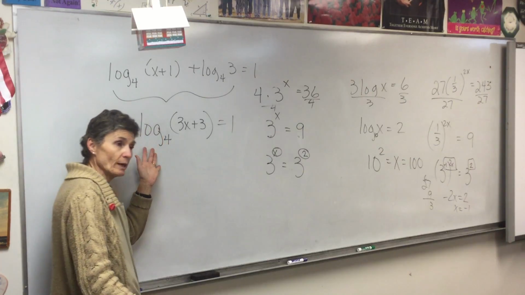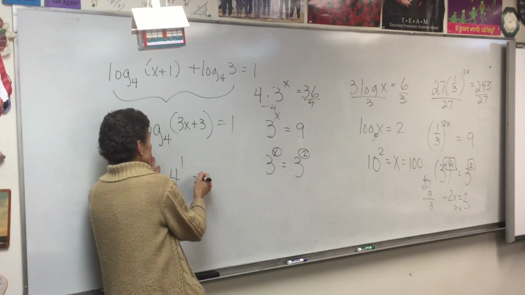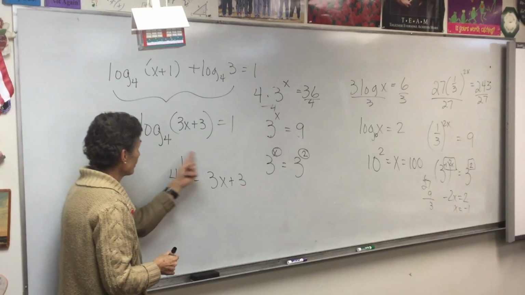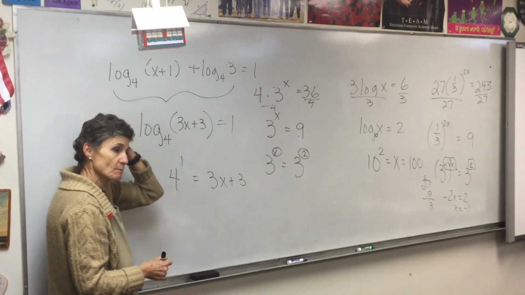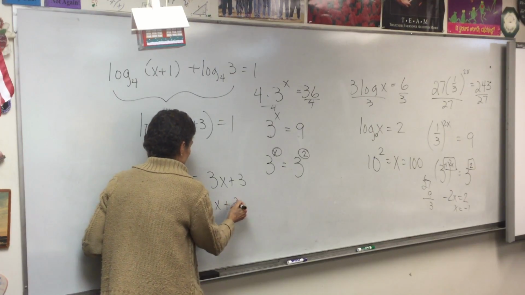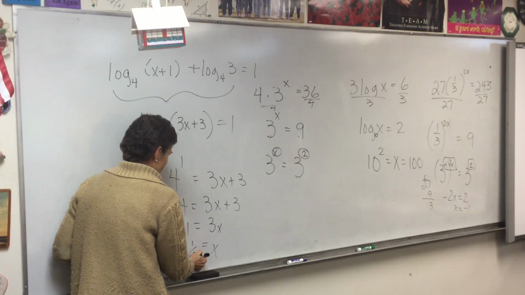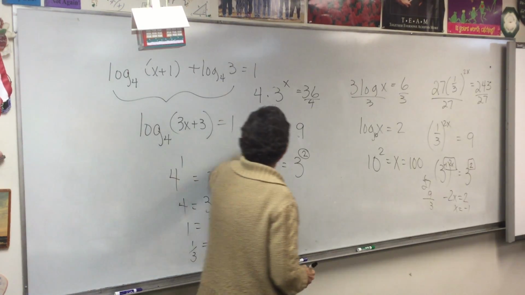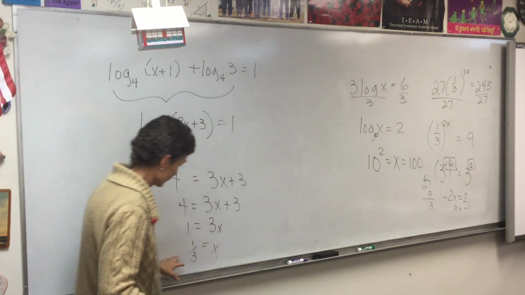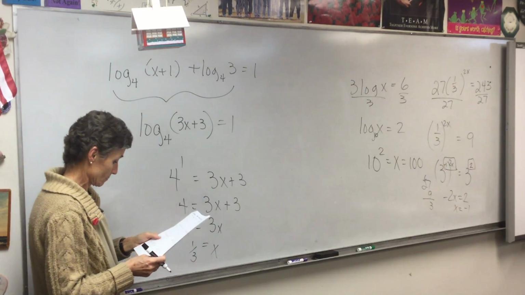Now, can I loop-de-loo it? Yeah. Now I can say 4 to the first equals 3x plus 3. Yep. So 4 equals 3x plus 3. I got 1/3. What about you? 1/3. Did you get 1/3? Yeah.